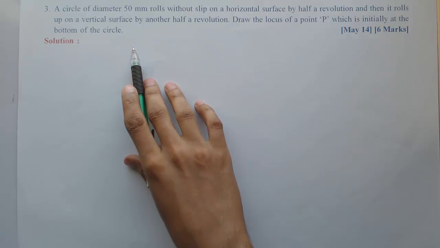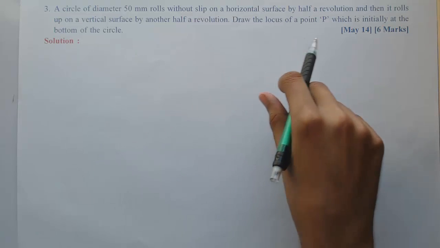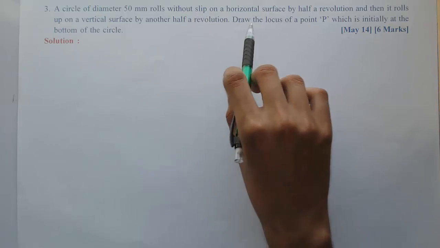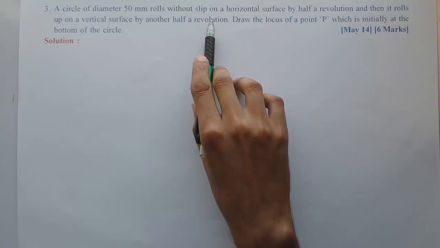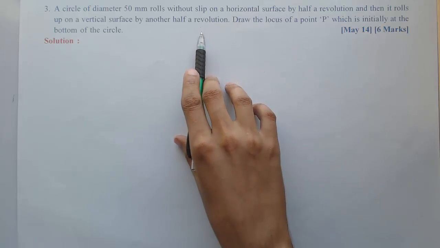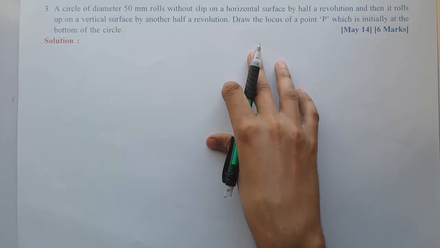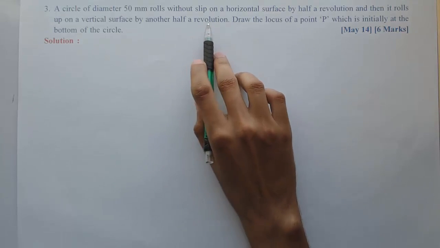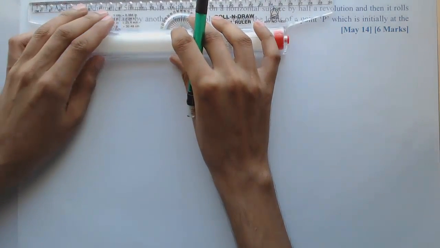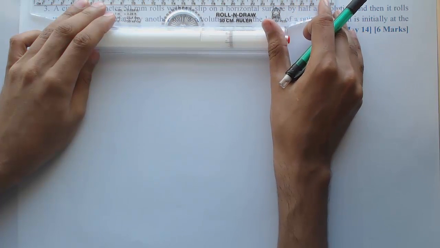Now compared to the previous two problems, where the circle was rolling along a straight line for one complete revolution, here the motion is divided into two parts. For the first half revolution, it is rolling along the horizontal surface, and then for the remaining half a revolution, it is rolling along the vertical wall. So the solution will be different compared to the first two. The first half a revolution is along the horizontal surface, so for this half we can follow the same procedure as in the previous two problems.